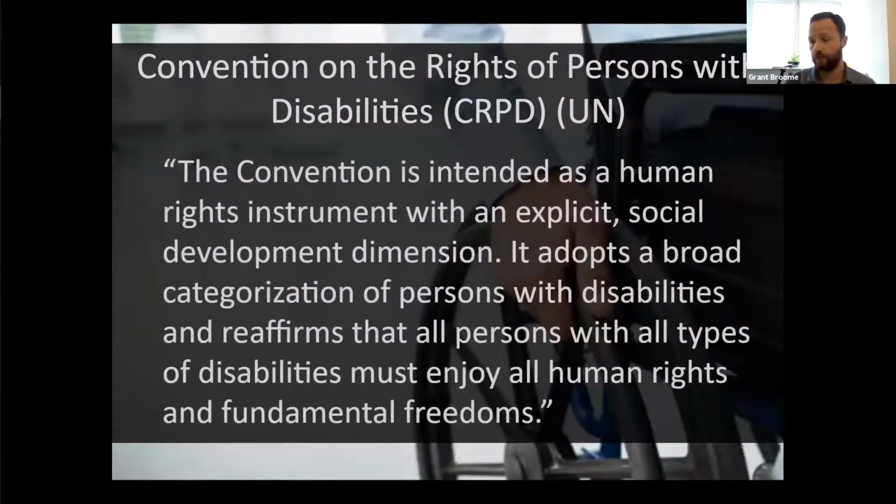So the first one that I want to show you is the Convention on the Rights of Persons with Disabilities. And the convention is intended as a human rights instrument with an explicit social development dimension. It adopts a broad categorization of persons with disabilities and reaffirms that all persons with all types of disabilities must enjoy all human rights and fundamental freedoms. And they will include things like access to digital content and just being treated fairly.